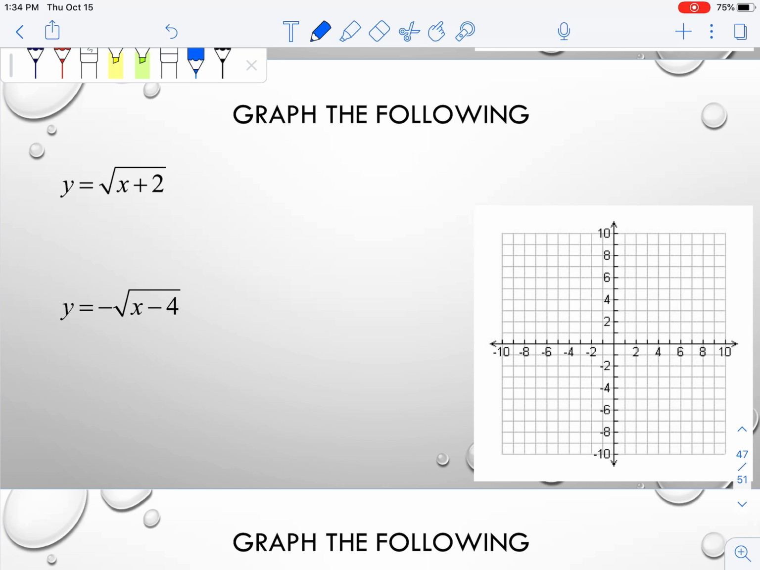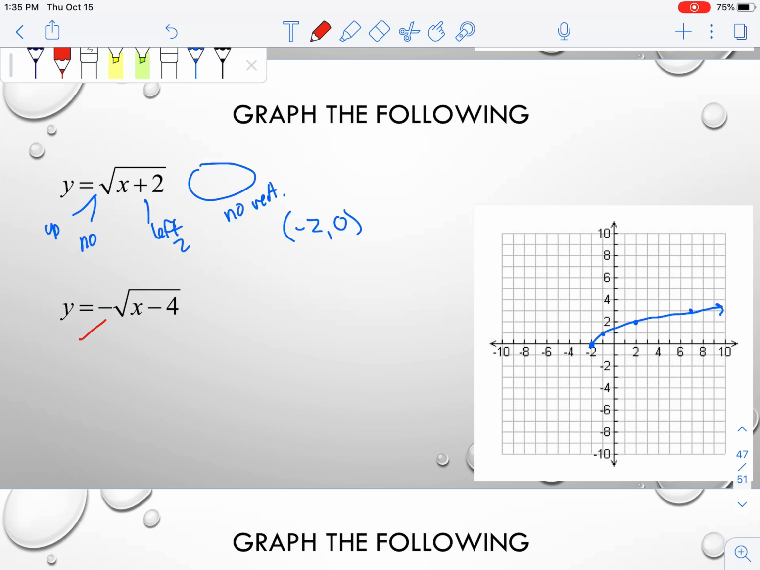So this one here opens up. There's no vertical stretch or compression. Here we went left 2, and there's no vertical shift, so your vertex, or your starting point, is left 2, up or down 0. So we're going to go negative 2, 0, and then do our 1, 3, 5 pattern horizontally. So there's that one.